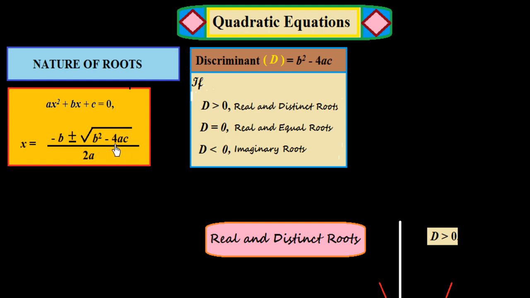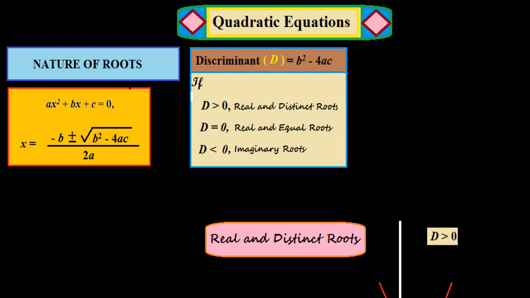If b square minus 4ac is equal to 0, we get minus b over 2a, which is the only one root we will get here, or we could say the real and equal roots. And if it is smaller than 0, it is negative. If you get any negative number inside this square root, we get the imaginary number. So we get two imaginary roots, one taking positive and the other taking negative. In this way we have seen three sorts of roots: the real and distinct roots, real and equal roots, and imaginary roots.